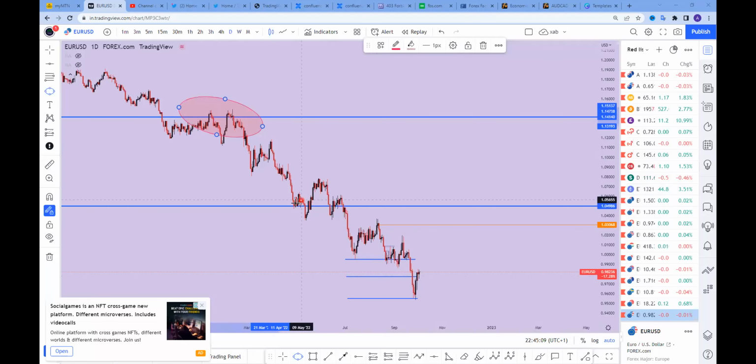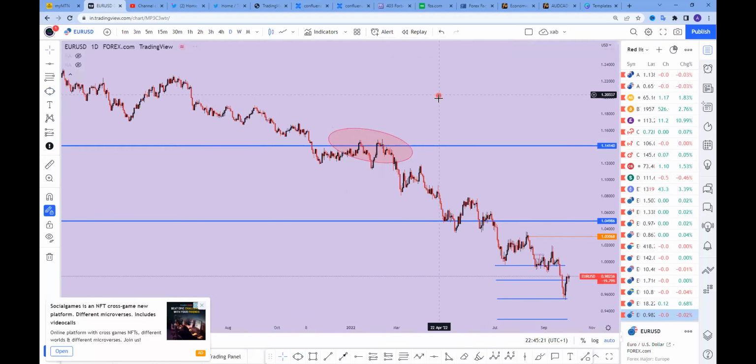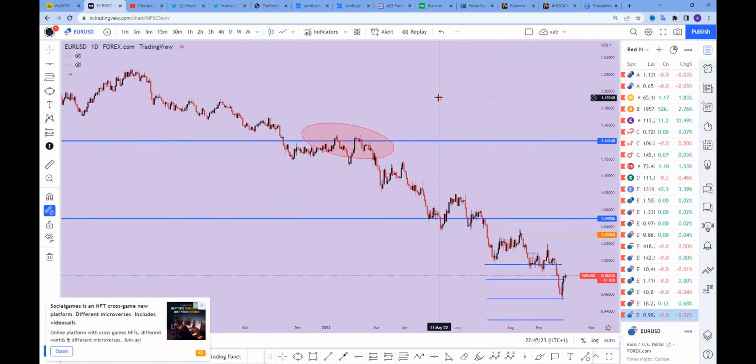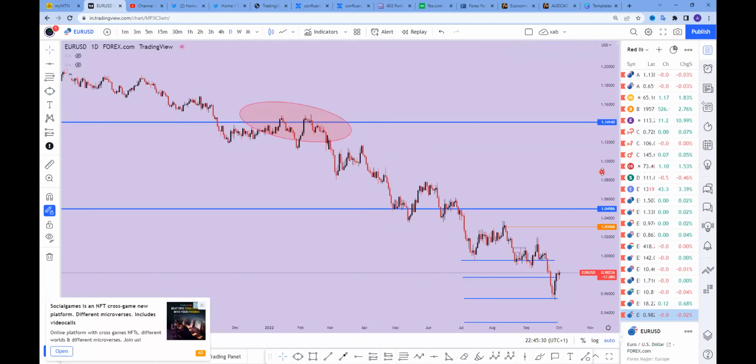So this was the zone we drew on our weekly time frame right here. Now I'm going to be showing you how interesting this thing is. The fact that you guys have already been taught smart money concepts and all the small tricks that we use. So looking at this on the daily time frame.